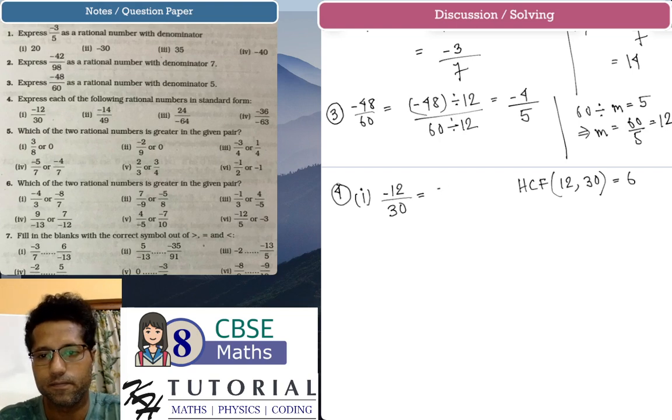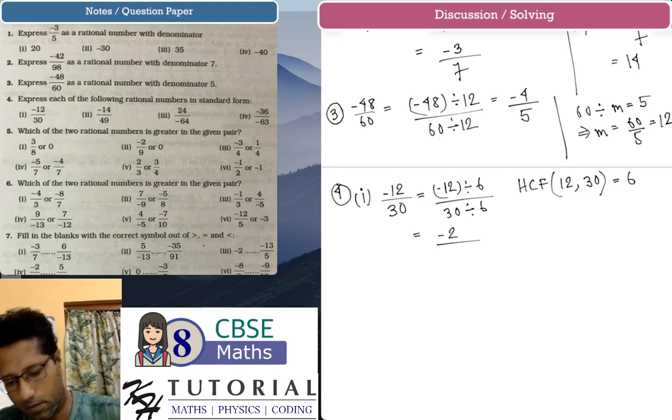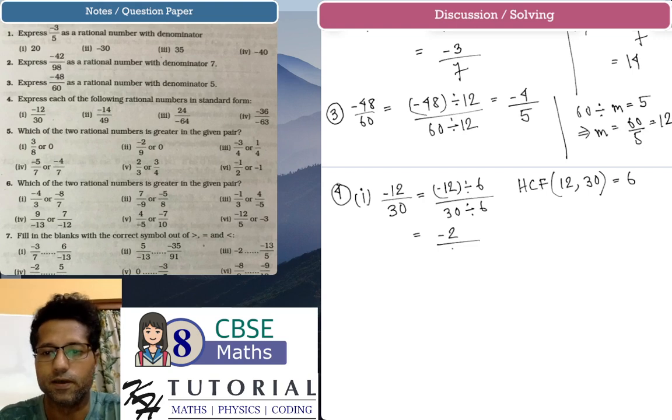So this rational number is equivalent to, we will divide both the numerator and the denominator by 6. Minus 12 divided by 6 is minus 2, and 30 divided by 6 is 5. So minus 2 by 5 is the standard form of the given rational number minus 12 by 30.